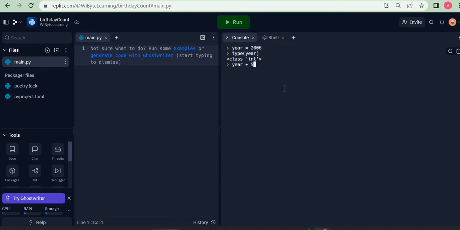Now remember, I told you once it's an integer, basically it's a number, which means the interpreter is seeing it no different from a number that you see in mathematics. If I were to do this, year plus 5, I'll end up with 2011, which is perfectly fine because 2006 plus 5 is indeed 2011.